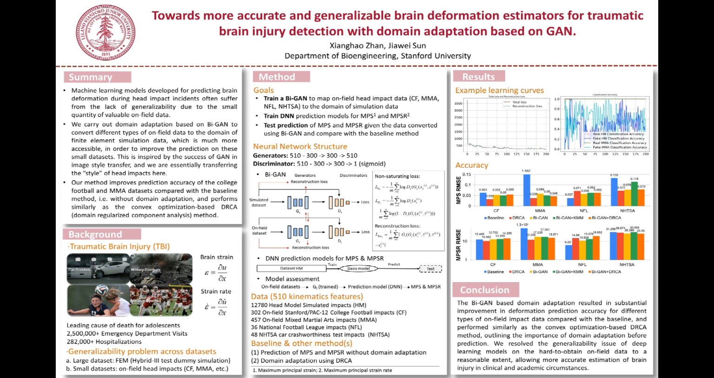The methods with which we compared the GAN-based approach against are firstly the baseline method, where we train the maximum principal strain and maximum principal strain rate prediction models on the head model simulated impacts, and then directly use them to predict the strain and strain rate of the on-field impact. Secondly, we compare the GAN-based approach with the convex optimization-based domain adaptation method named domain regularized component analysis.